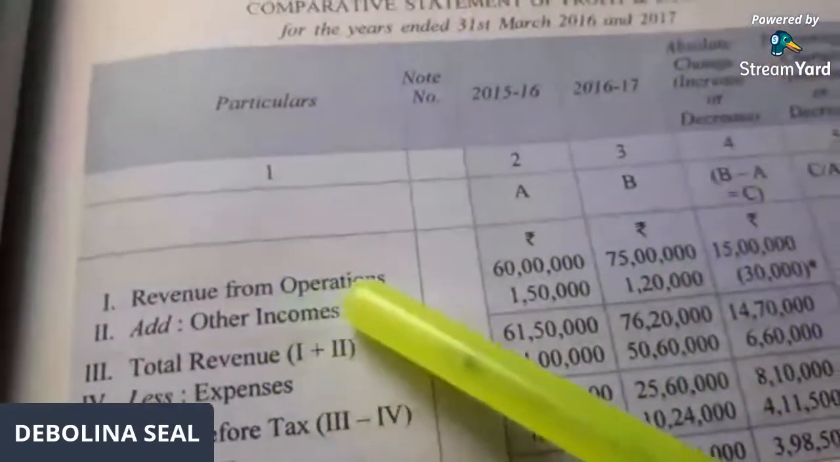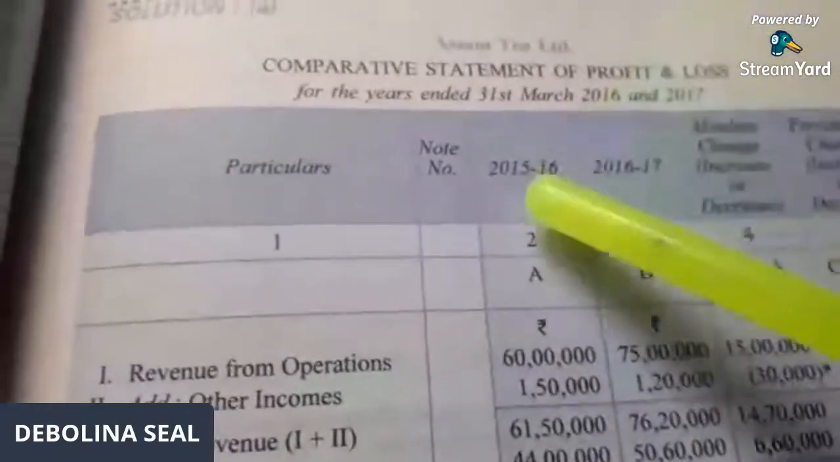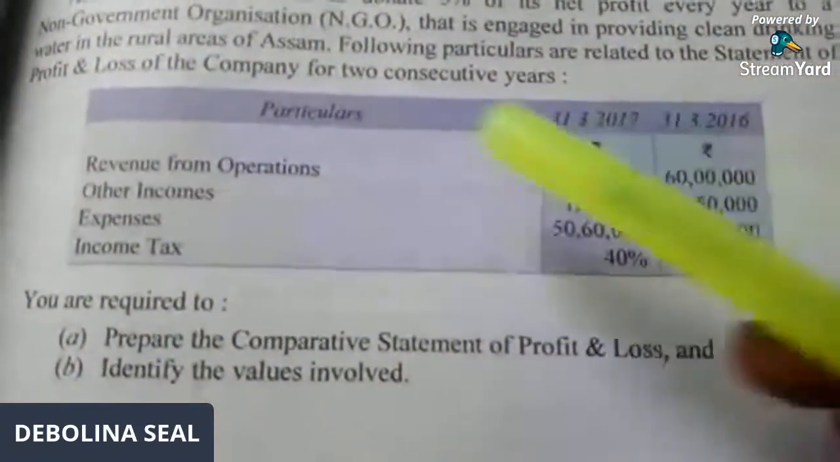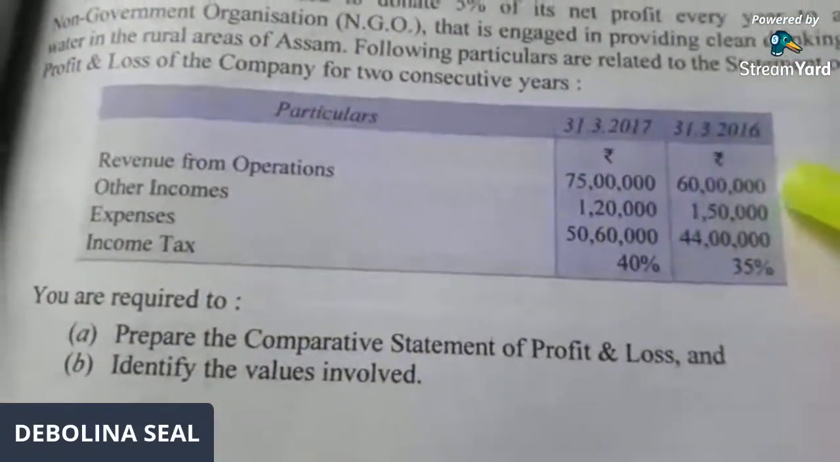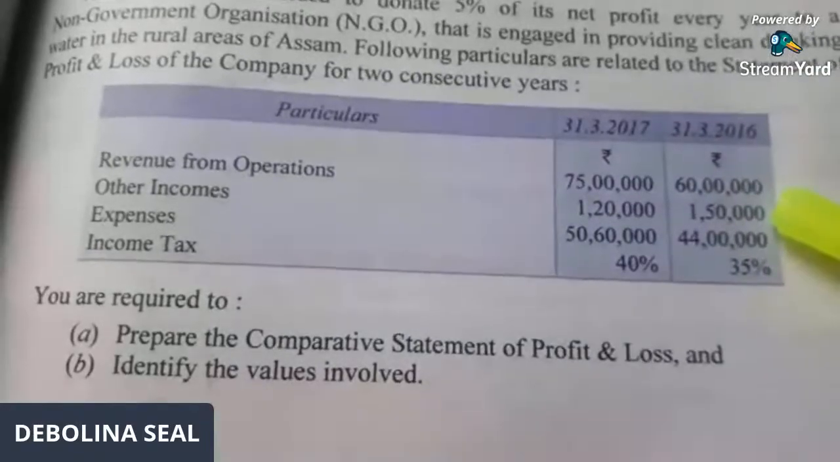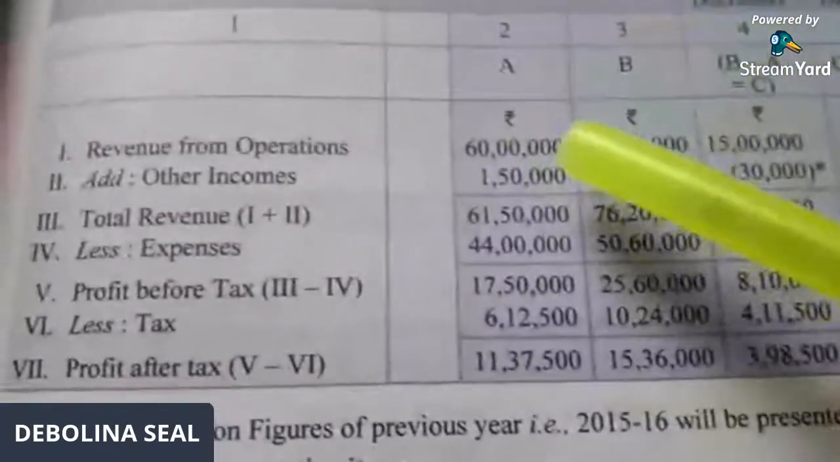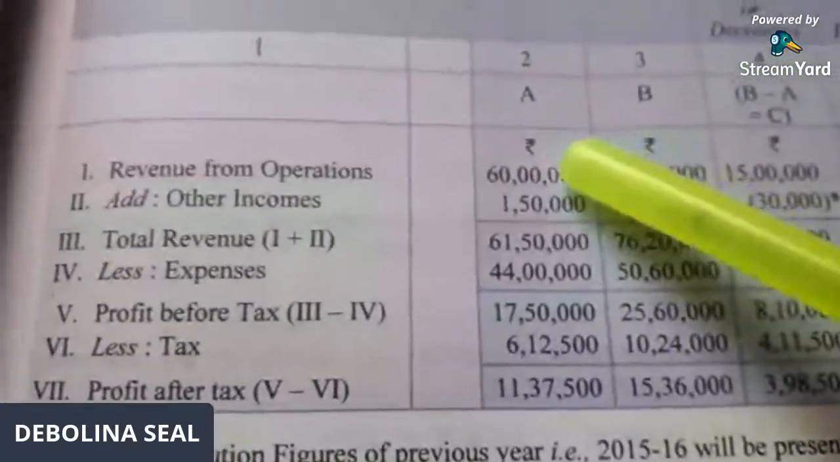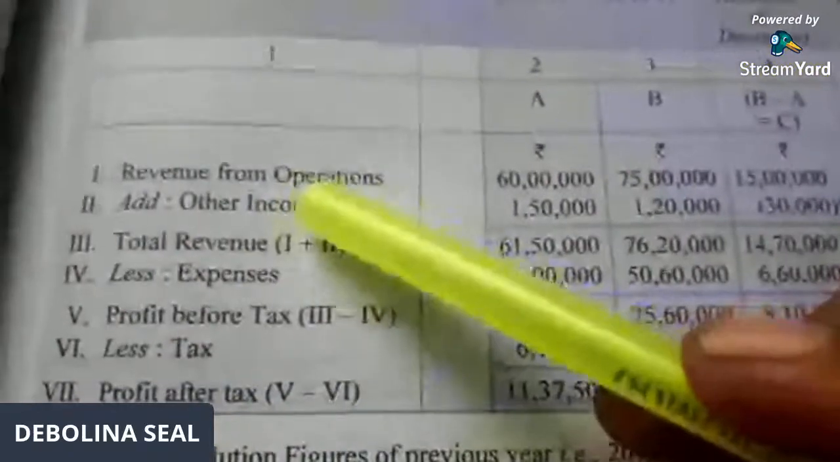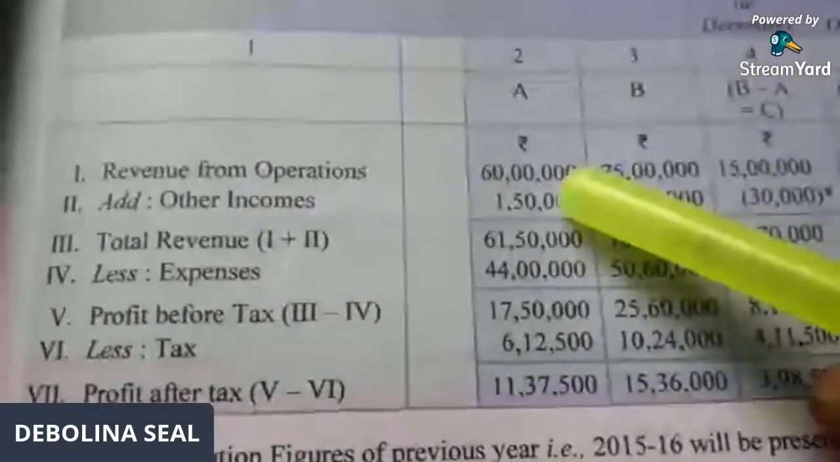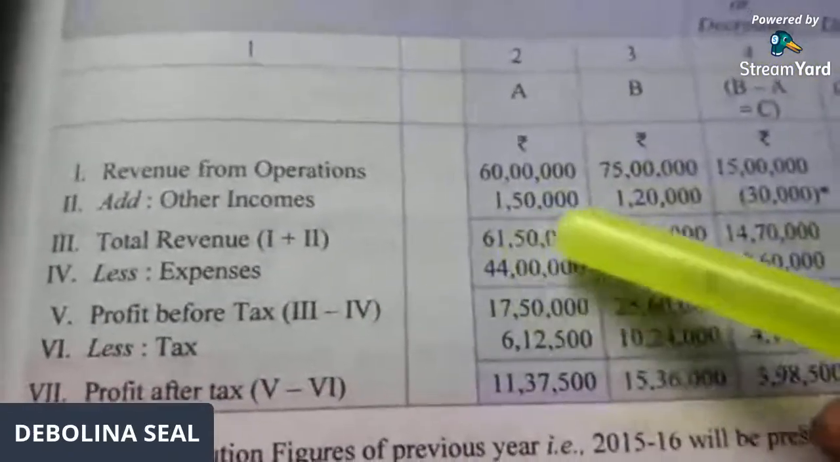See, revenue from operation, I have told you, the previous year. All the previous years are written. First, see the previous year. Revenue from operation is 60 lakh. Then you have 1 lakh 50, then you have 44 lakhs, and this is 35%. So it is written 60 lakhs. With 60 lakhs, what you are adding? Other income. When you add other income, it becomes 61 lakh 50,000.